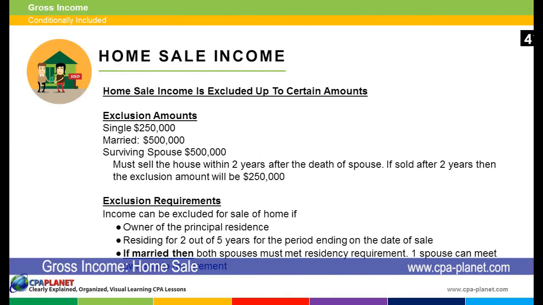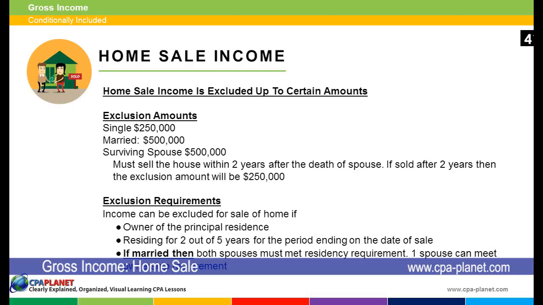Okay, home sale income is excluded up to certain amounts, and there are certain rules. So the exclusion amounts: single, $250K; married, $500,000; surviving spouse, $500,000. The rule is you must sell the house within 2 years after the death of the spouse. If sold after 2 years, then the exclusion drops down to $250,000. So that's the surviving spouse amount.